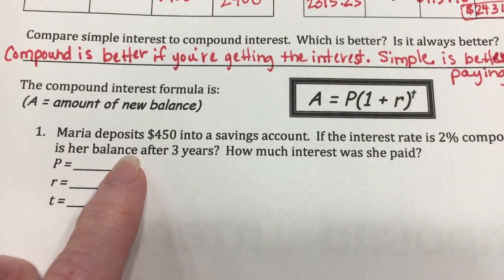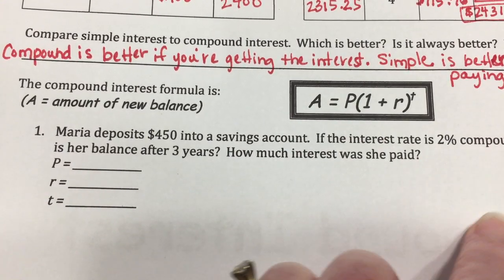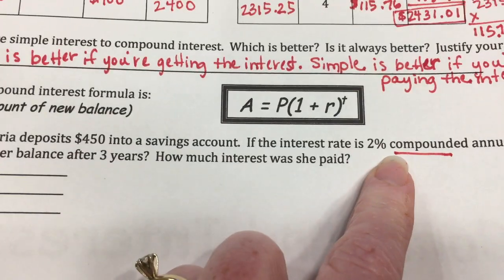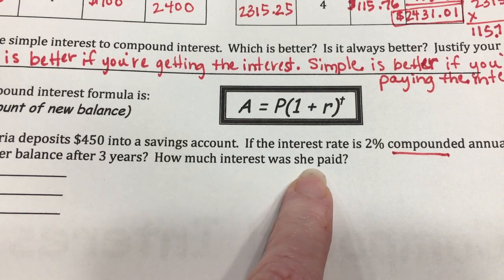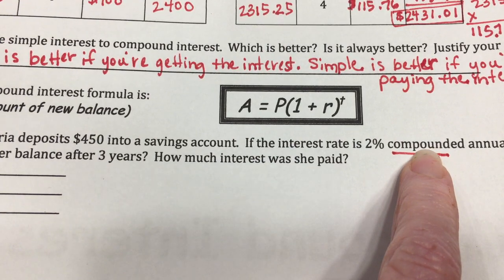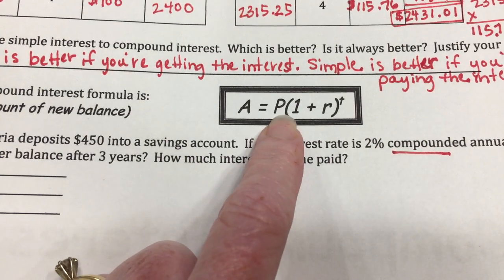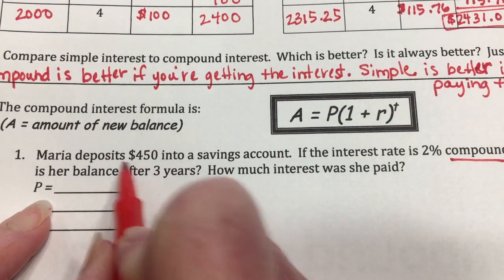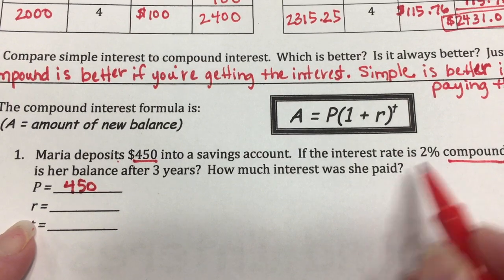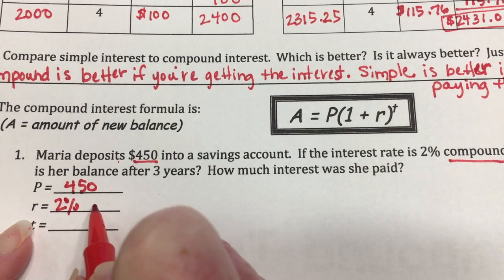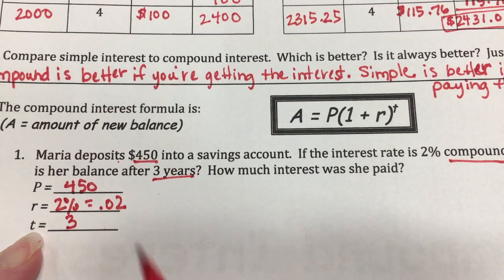Maria deposits $450 into a savings account. If the interest rate is 2% compounded annually, so that word compounded is what's telling me that I'm going to use this formula here. What is her balance after 3 years? How much interest was she paid? If it doesn't say compounded, then we would just use the simple interest formula. But since it does, we're going to use this formula right here. So P, I need to find the principal. That's the amount she deposits, so $450. The rate is 2%. I'm going to change that to a decimal, so 0.02. And the time is 3 years. That's good because it's in years.